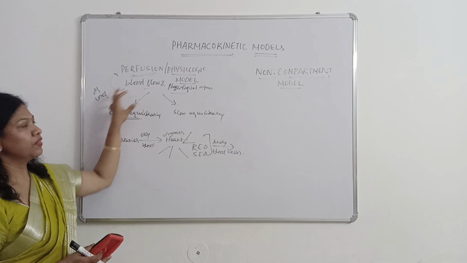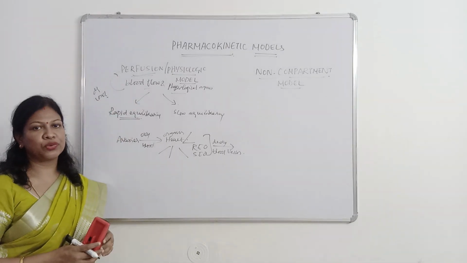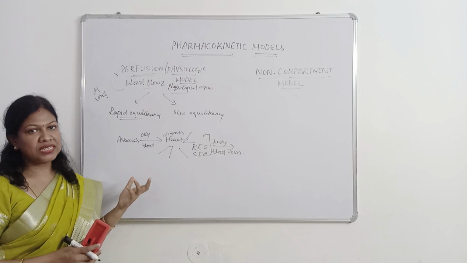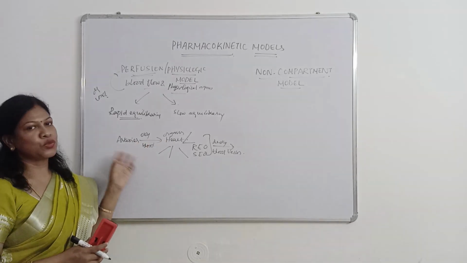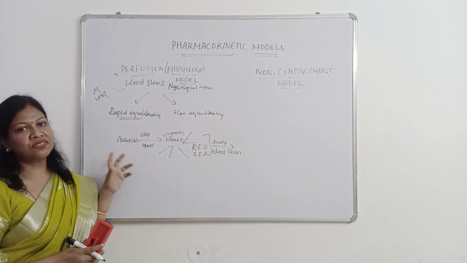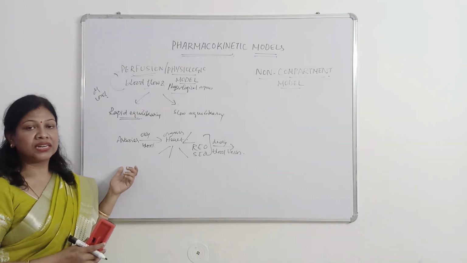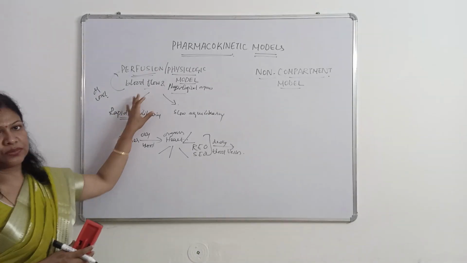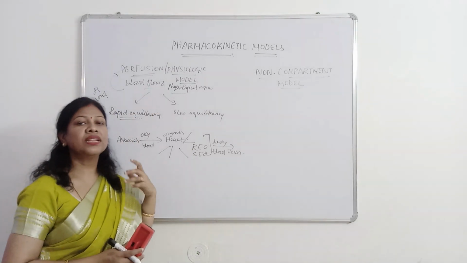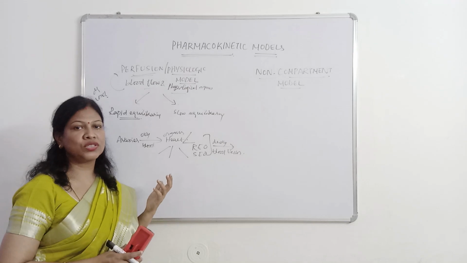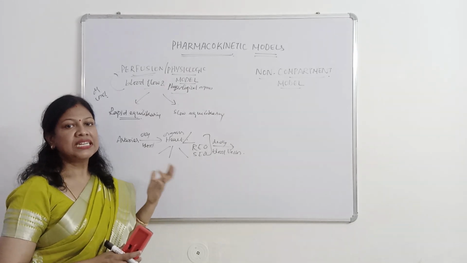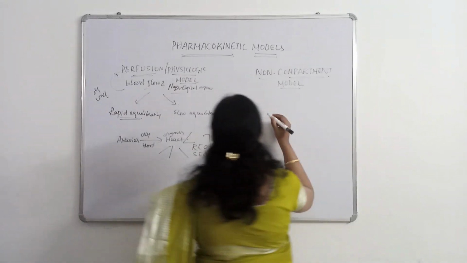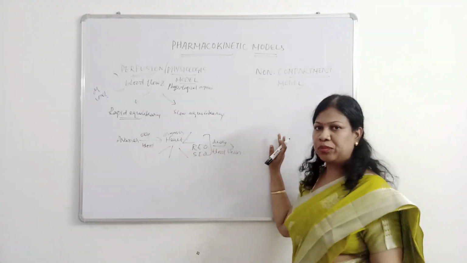That is explained with the help of this perfusion or physiologic model. Blood flow is responsible for distribution of drugs, as well as the organs, by which we can determine the drug concentration in different organs. Mainly blood flow and the physiological organs are responsible for the movement of drug inside the body, as explained by this model. Now, the next model is the non-compartment model.